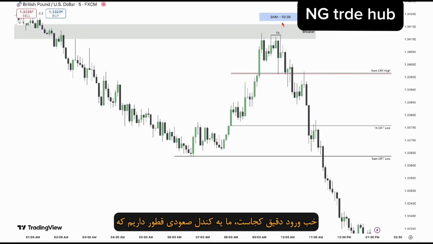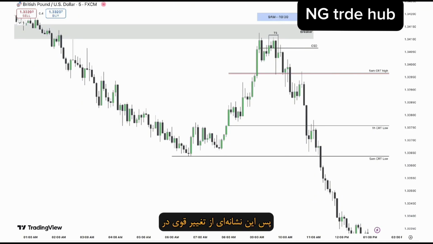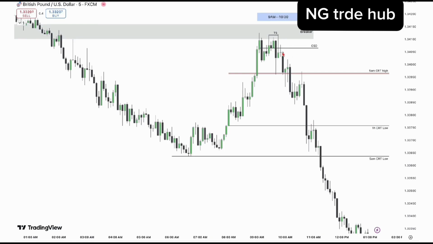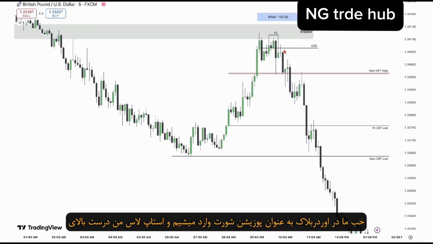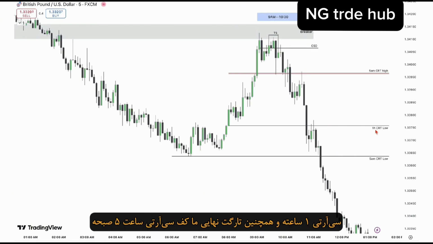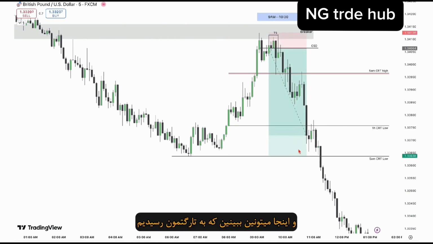So where the exact entry lies, we have a thick up-close candle which takes out the buy stops and then closes below it, so it's an indication of strong change in state of delivery and forming a higher probability order block. So we enter at the order block as a short position, and my stop loss is just above that order block, targeting the opposing end of 1 hour CRT low, as well as our final target, 5 a.m. CRT low. And here you can see we have reached our target.